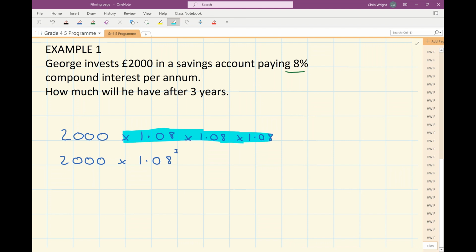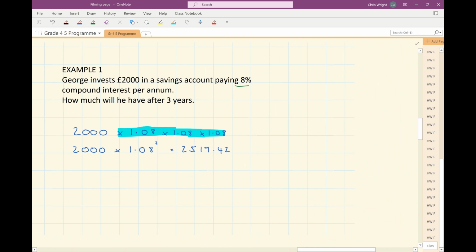So the method that you can use is you can simply work out 2,000 multiplied by 1.08 to the power of 3, which you can put straight into your calculator, and that will give you the answer. In this case, it's £2,519.42 to the nearest penny.